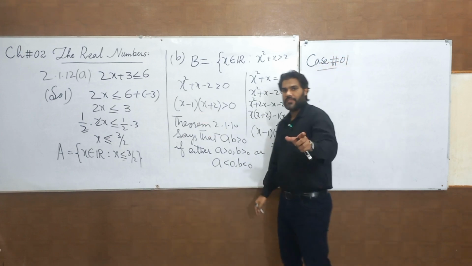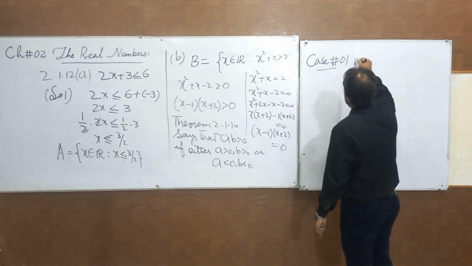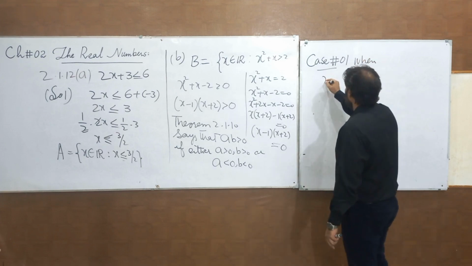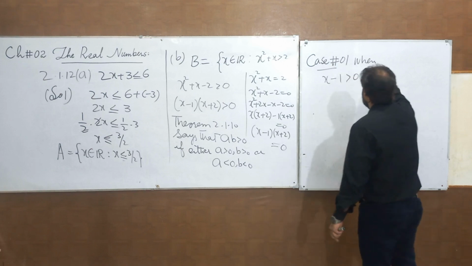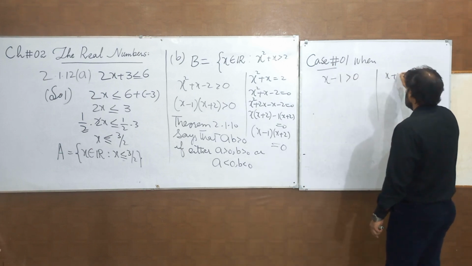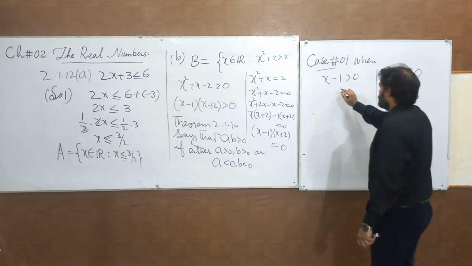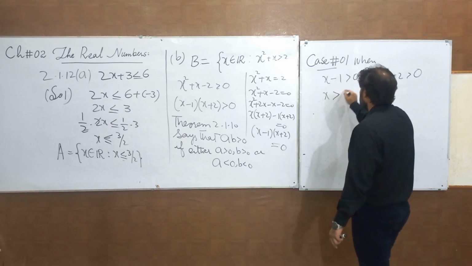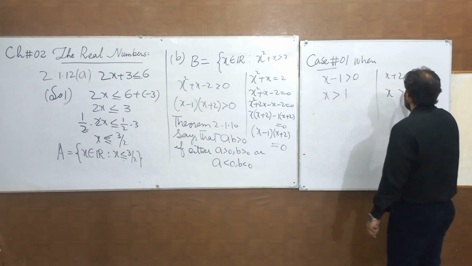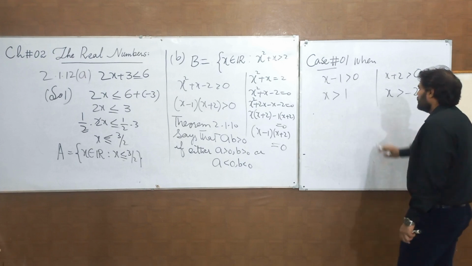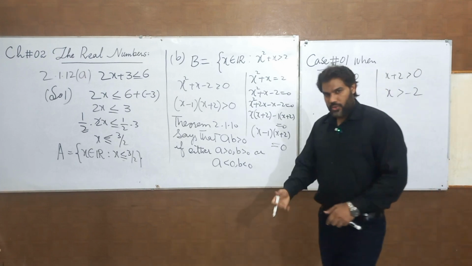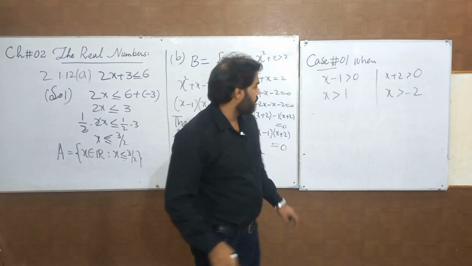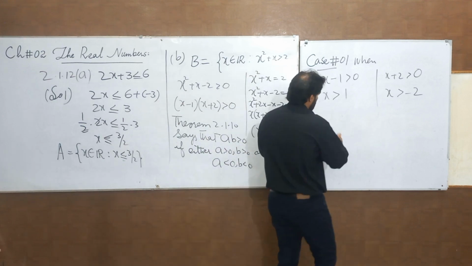When both of the factors are positive, when x minus 1 is greater than 0 and x plus 2 is also greater than 0. From here, by adding the additive inverse of 1 on both sides, we get x greater than 1, and from here x is greater than minus 2. Now we find the common values between both of the solutions, x greater than 1 and x greater than minus 2.